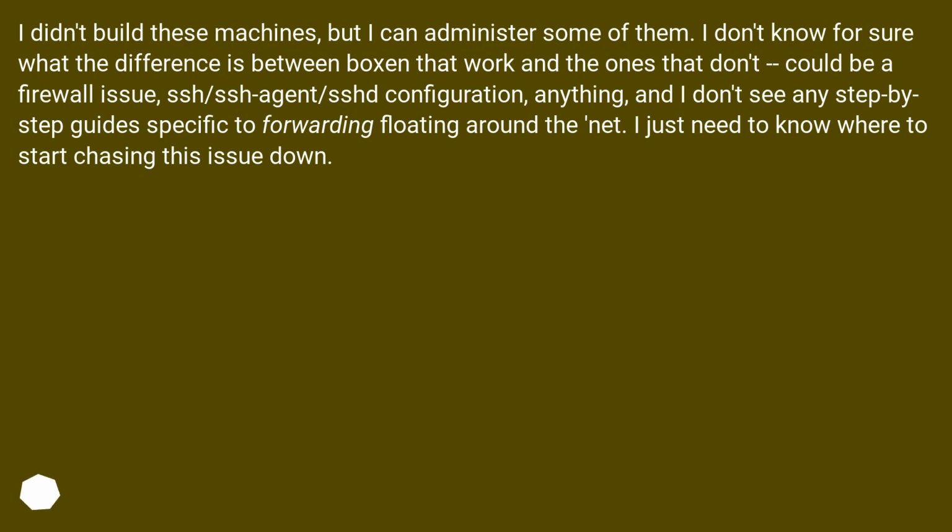I didn't build these machines, but I can administer some of them. I don't know for sure what the difference is between the boxes on the network that work and the ones that don't. It could be a firewall issue, SSH/ssh-agent/sshd configuration, anything, and I don't see any step-by-step guides specific to forwarding floating around the net. I just need to know where to start chasing this issue down.